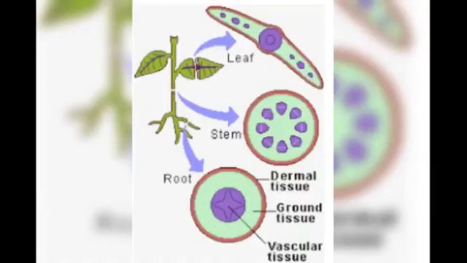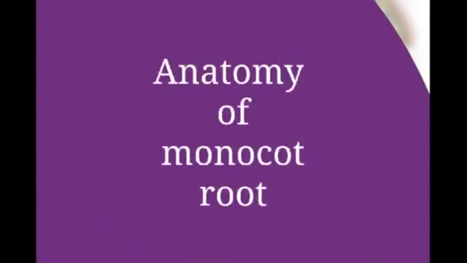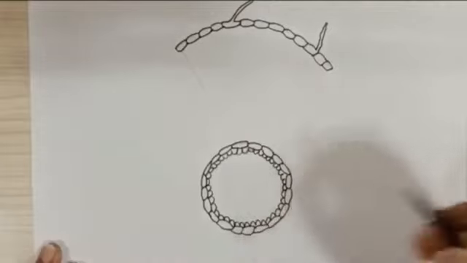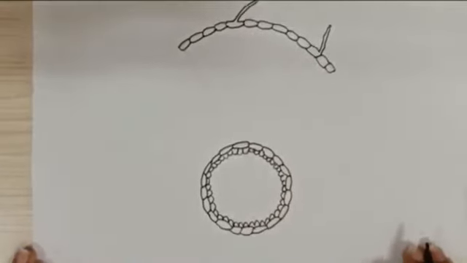We have learned the different types of tissues, and now we are going to enter into the organ system. The root, the stem and the leaf form the basic organs of a plant. And what are the tissues that make up these organs will be discussed from now on. First, we'll take up the root. Let's learn the anatomy of a monocot root.